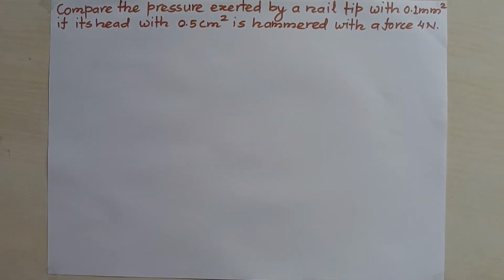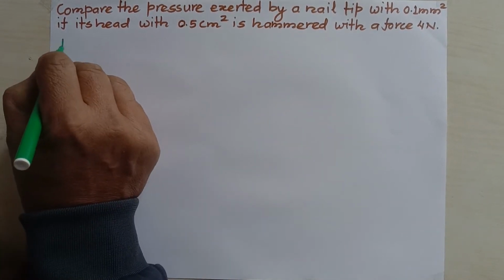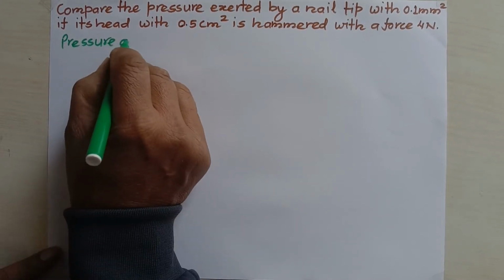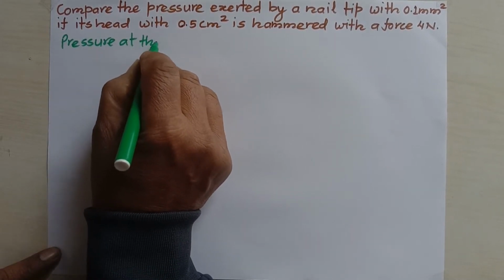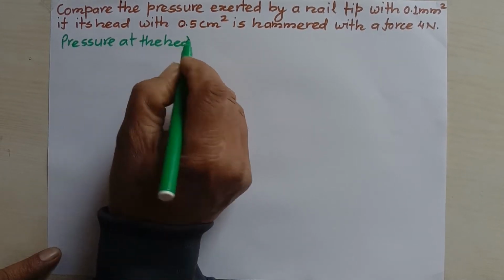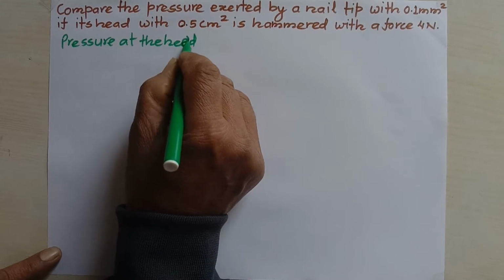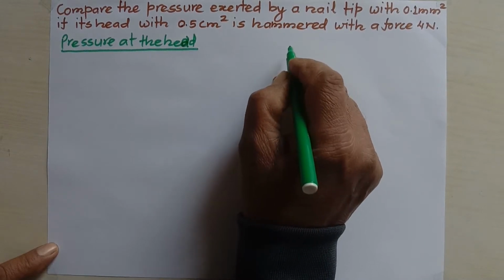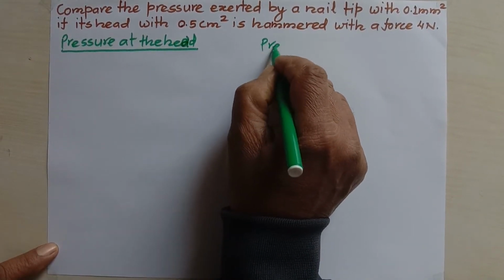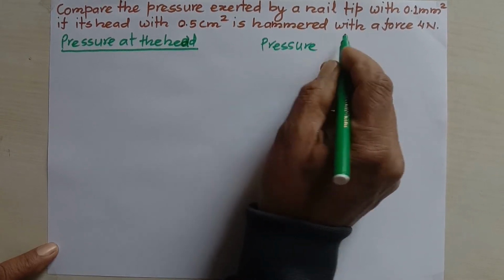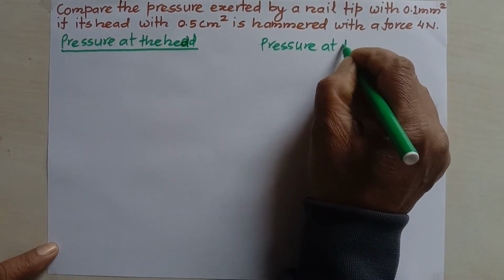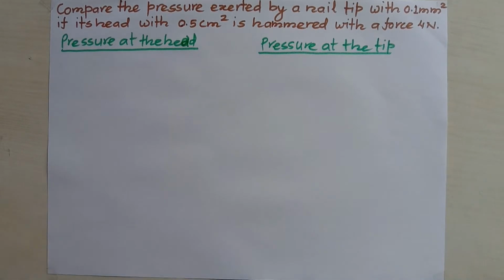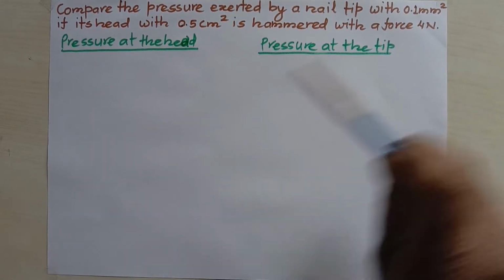One is pressure at the head. Now we are talking about the pressure at the head, and another point, pressure at the tip of the nail. Now let's calculate. How do we calculate this?